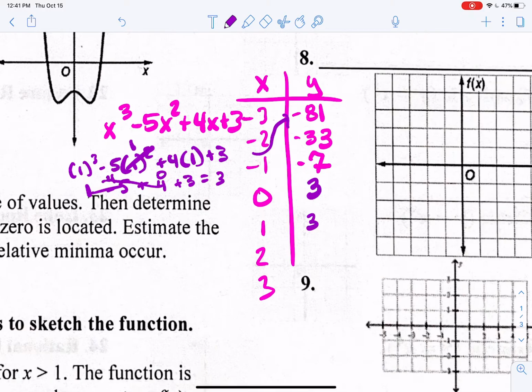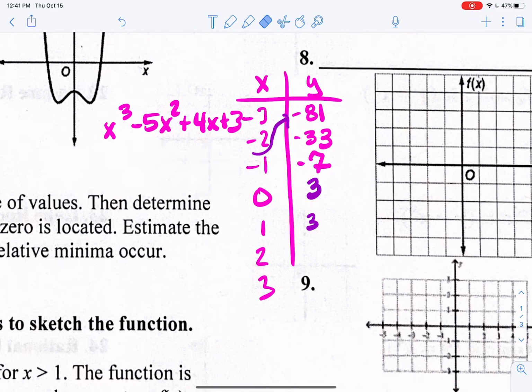Then if we plug 2 in, I'm going to have my calculator do some of this. So 2 to the 3rd power minus 5 times 2 to the 2nd power plus 4 times 2 plus 3. And I got -1. Then I'm going to plug 3 in.